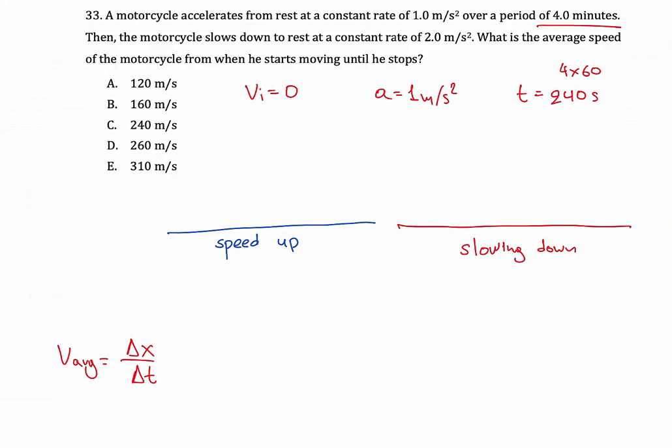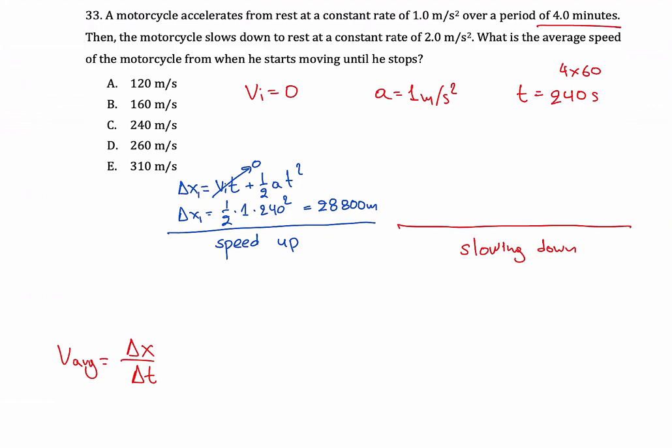In order to find the first distance, we can use the law delta x is equal v initial t plus 1 over 2 at squared. So the delta x is equal 0 plus 1 over 2 times 1 times 240 to the power of 2. Now this is 28,800 meters. This is the first distance.